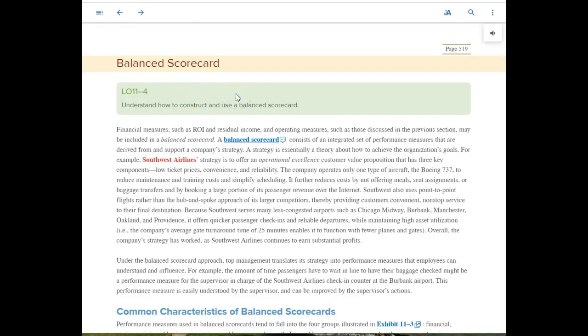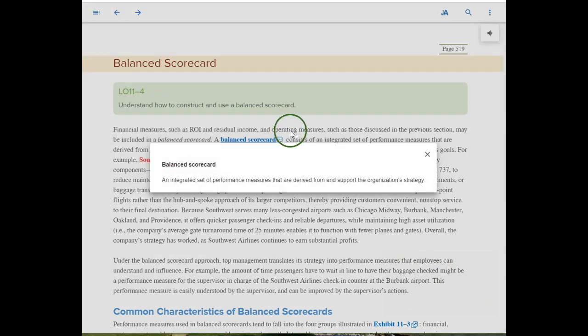One way to evaluate the company as a whole is to adopt the balanced scorecard approach. So what is this balanced scorecard? It is an integrated set of performance measures that are derived from and support the organization's strategy.